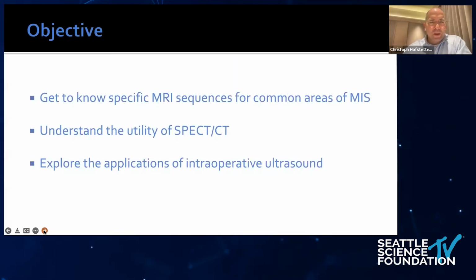It's disappointing. Here are the objectives for this talk. I just want to quickly talk about the different MRI sequences for common areas that we can approach with MRI surgery. I want you to understand the utilities of SPECT CT, and also quickly touch upon ways we're using intraoperative ultrasound for minimizing our surgeries.